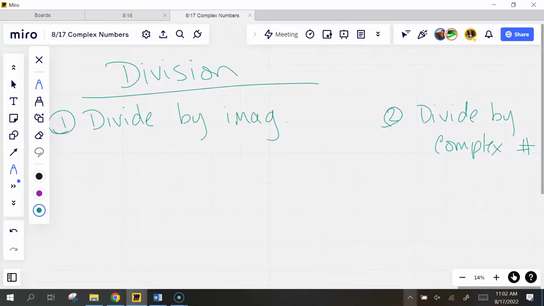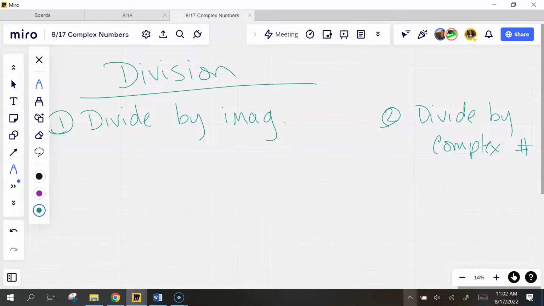What is the difference in an imaginary number and a complex number? A complex number has the real part. An imaginary number is just something i. Okay, that tells me it's imaginary. So be able to recognize the difference.